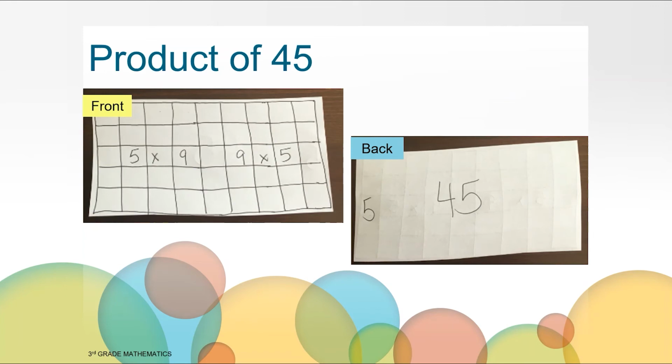For the product of 45, you needed to create 1 array, a 5 by 9 or a 9 by 5. For the product of 45, there are 2 other arrays, a 1 by 45 and a 3 by 15. Your array should look similar to the one shown here.